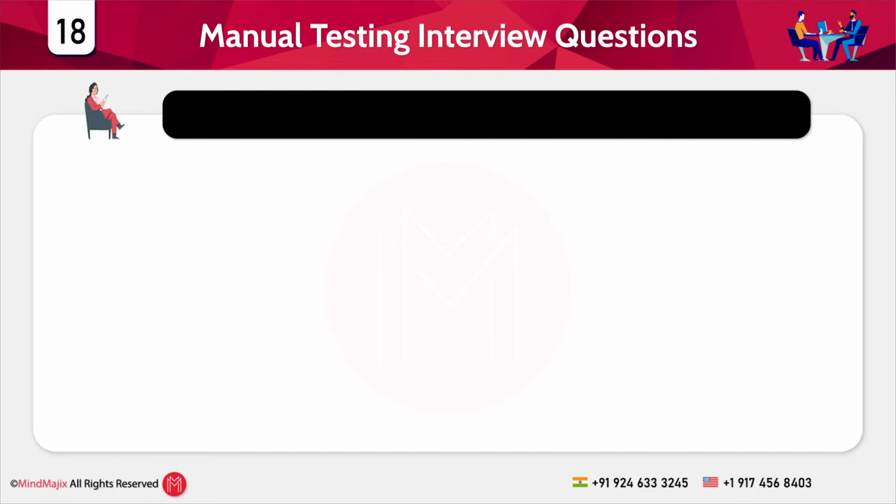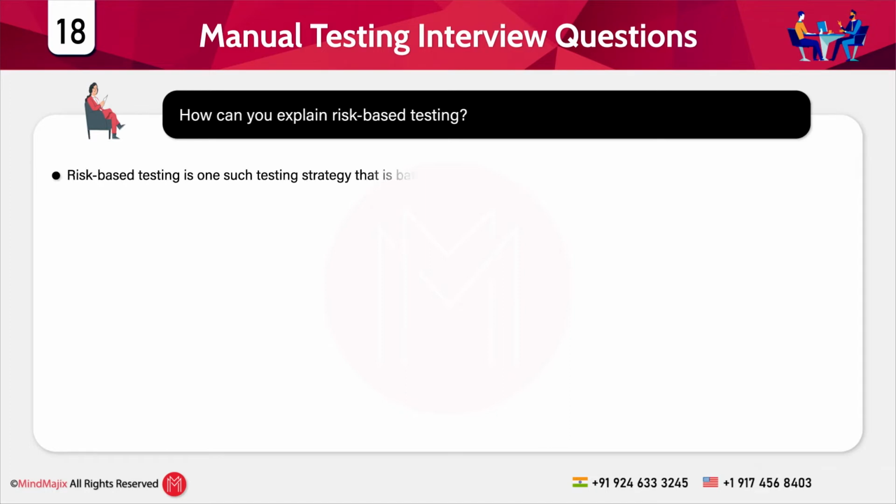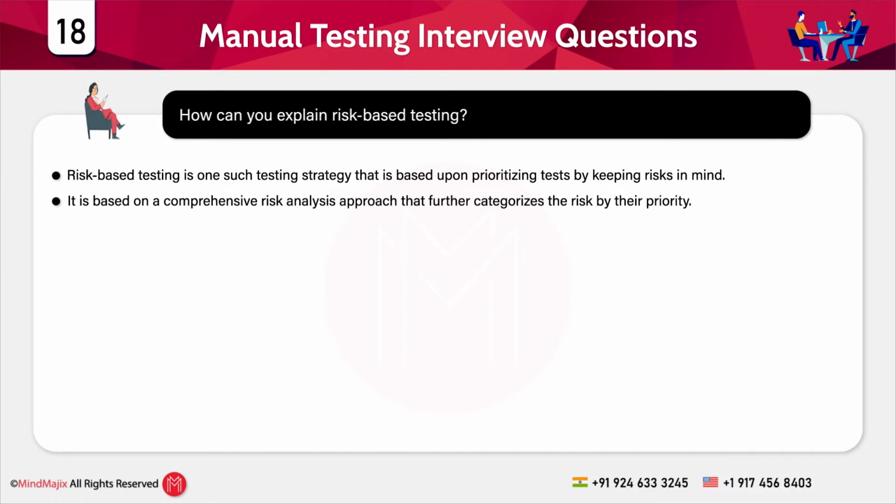The next question is, how can you explain risk-based testing? Risk-based testing is a testing strategy based upon prioritizing tests by keeping risks in mind. It is based on a comprehensive risk analysis approach that further categorizes the risks by their priority. Those with the highest priority get resolved first.